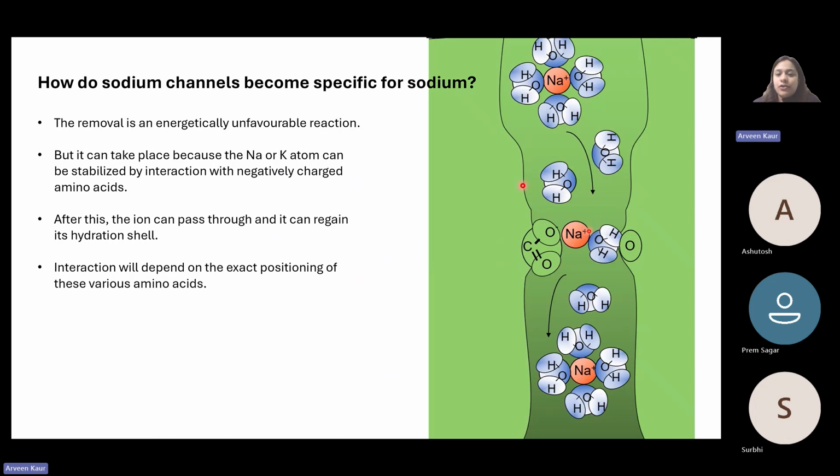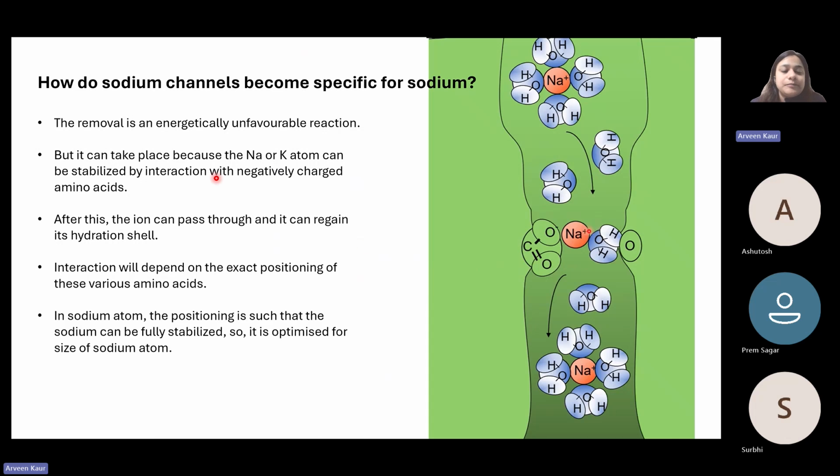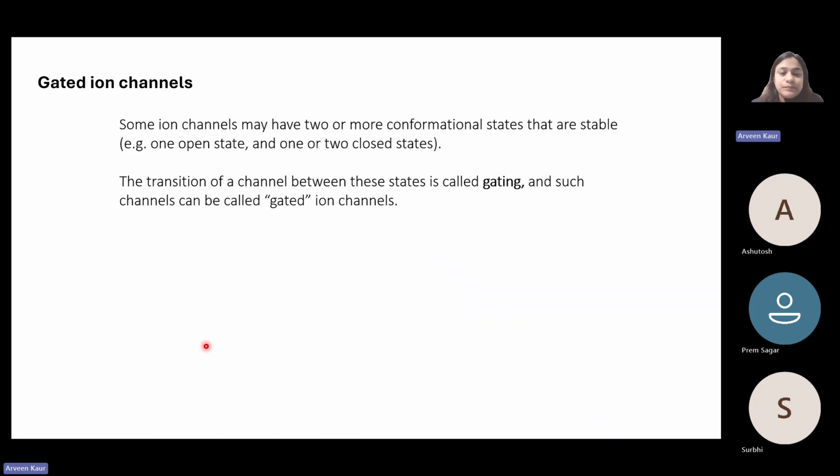Somewhere along these lengths, these amino acids are present, for instance over here. For the sodium atom, the positioning is such that the sodium can be fully stabilized, so it is optimized for the size of the sodium atom, but for potassium, it will not be that true.